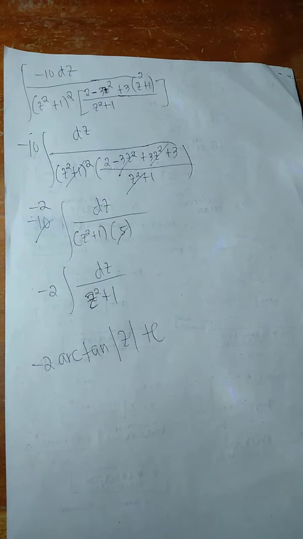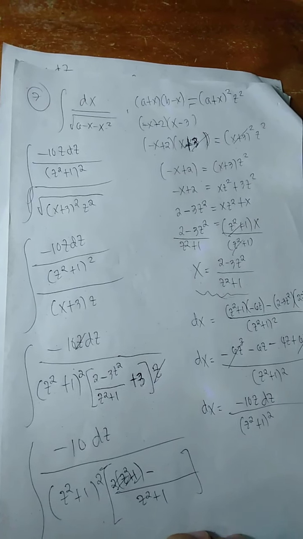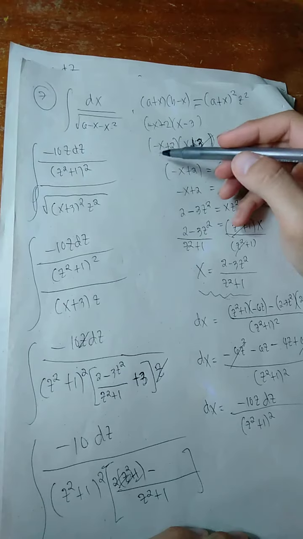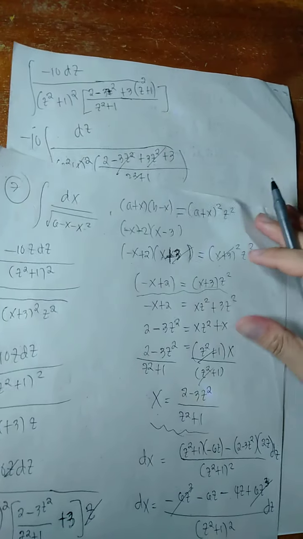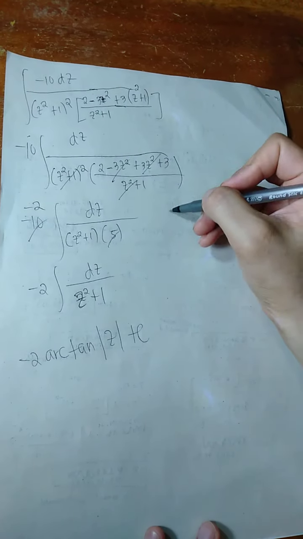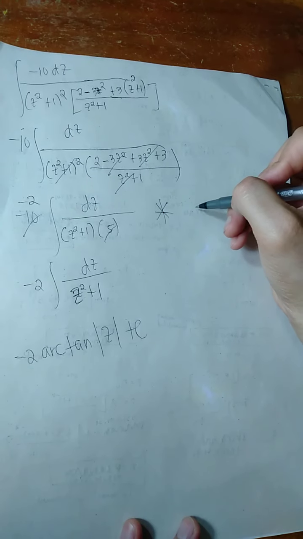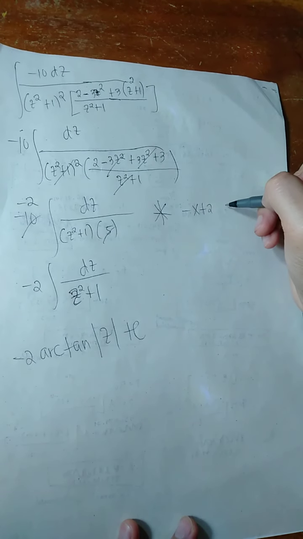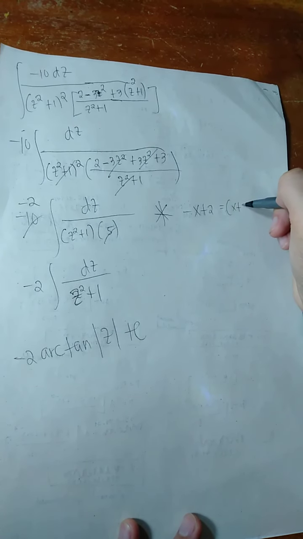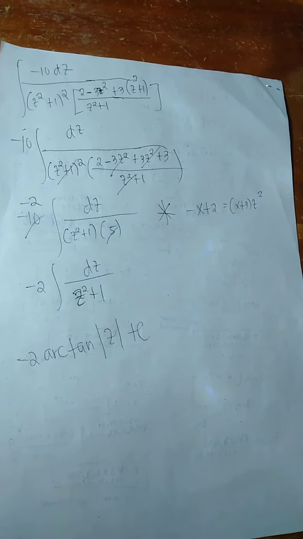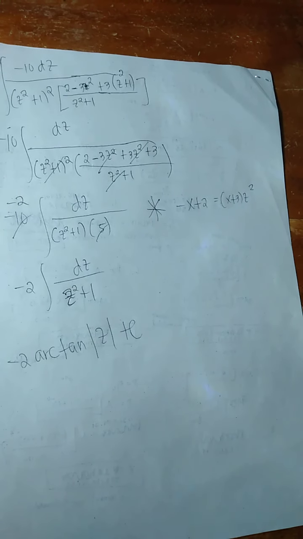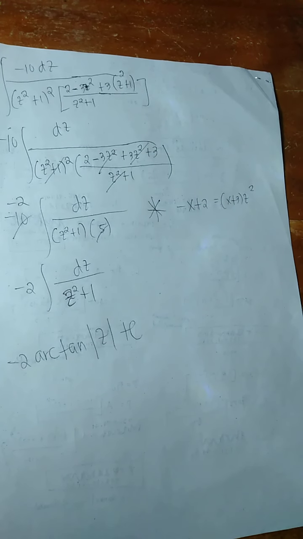So, meron na ba tayo dito? Z tayo? Wala pa. So, balik tayo dito sa unang substitution natin. Dito na lang. Susulat natin itong part na to. Ayan. So, negative x plus 2 is equals to x plus 3 z squared. So, ibaba mo lang naman yan. So, have to bring that down.